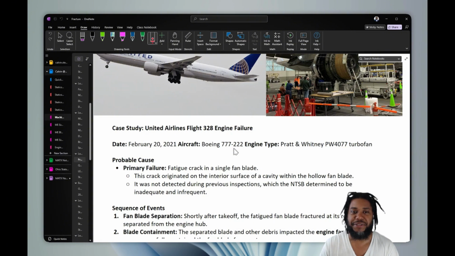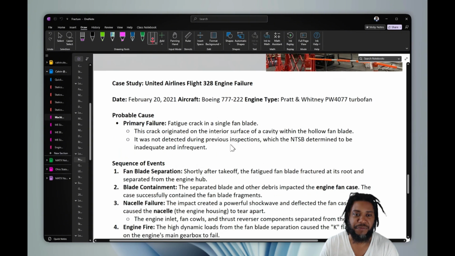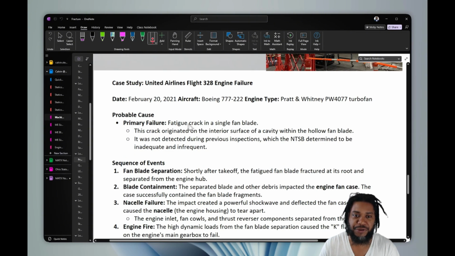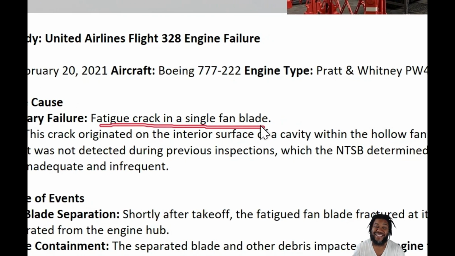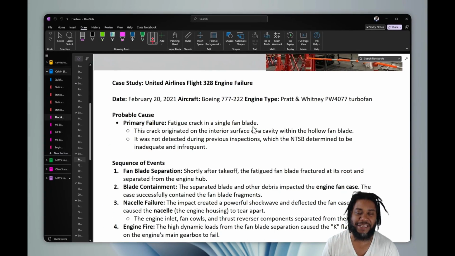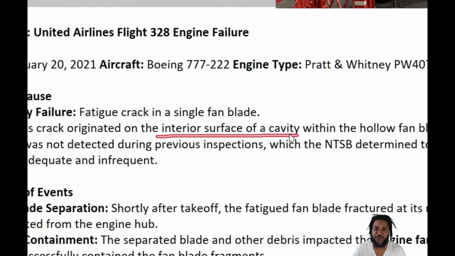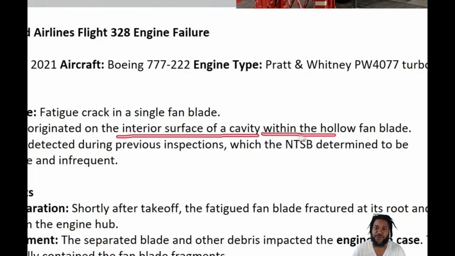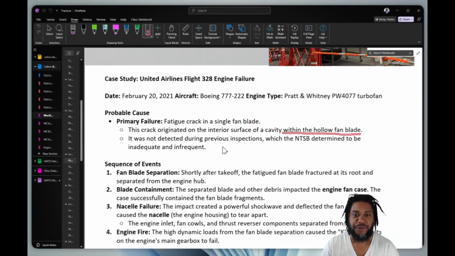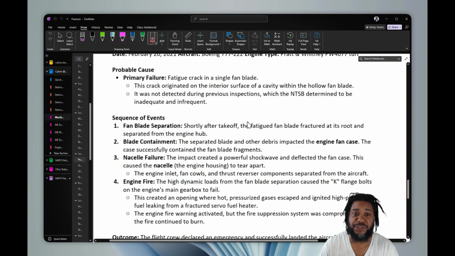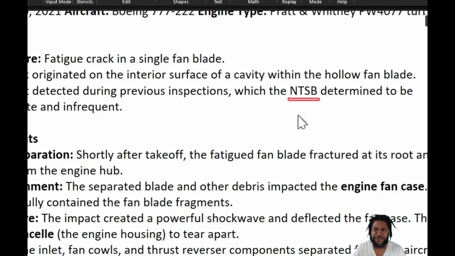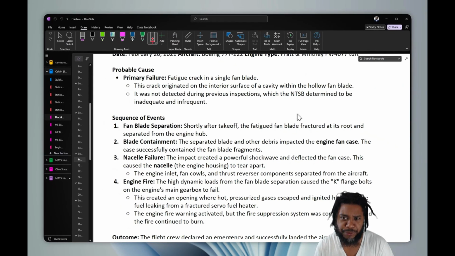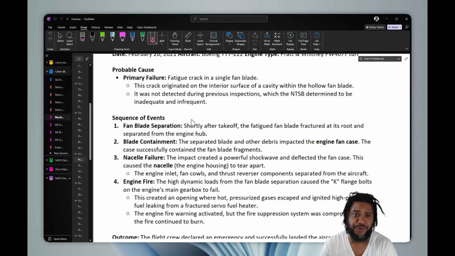Now, what happened in this flight? Well, the primary cause of failure was a fatigue crack in a single fan blade, so that's a compressor blade within this engine. The crack initiated on the interior surface of a cavity within the hollow fan blade. It wasn't detected during service, which the investigative bureau determined was inadequate and infrequent.